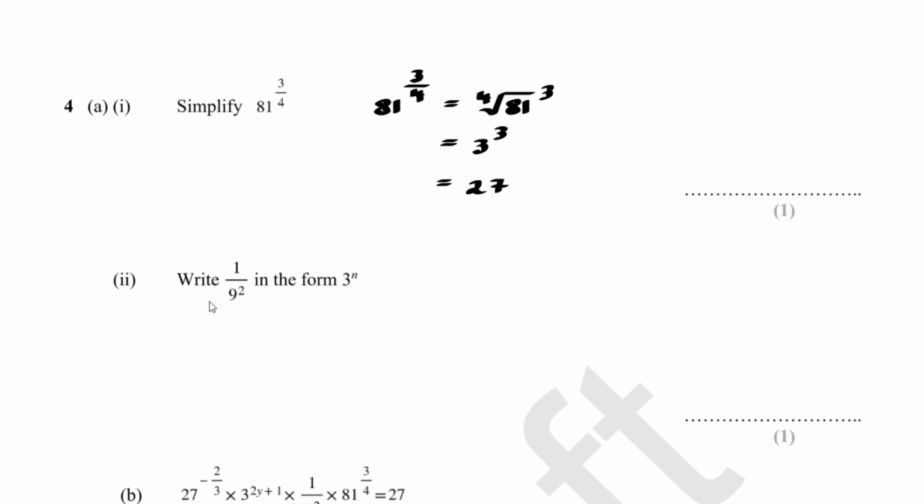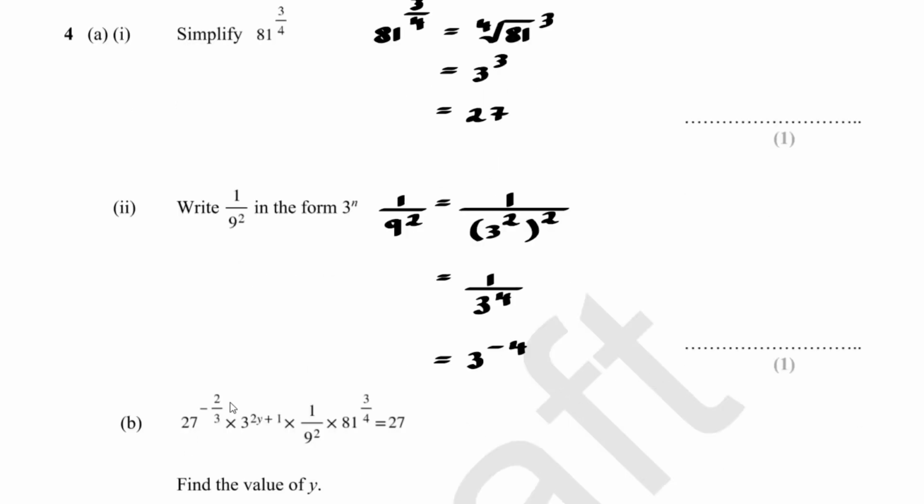For the second part of part A, we have to write 1 over 9 squared in the form 3 to the n. So we have 1 over 9 squared, and what this is equal to is 1 over, well, 9 is the same as 3 squared, and then we need to square this. So we have 1 over, well, 3 squared, that's 3 to the 4, and therefore 1 over 3 to the 4, that's 3 to the negative 4, which means 1 over 9 squared is 3 to the negative 4.